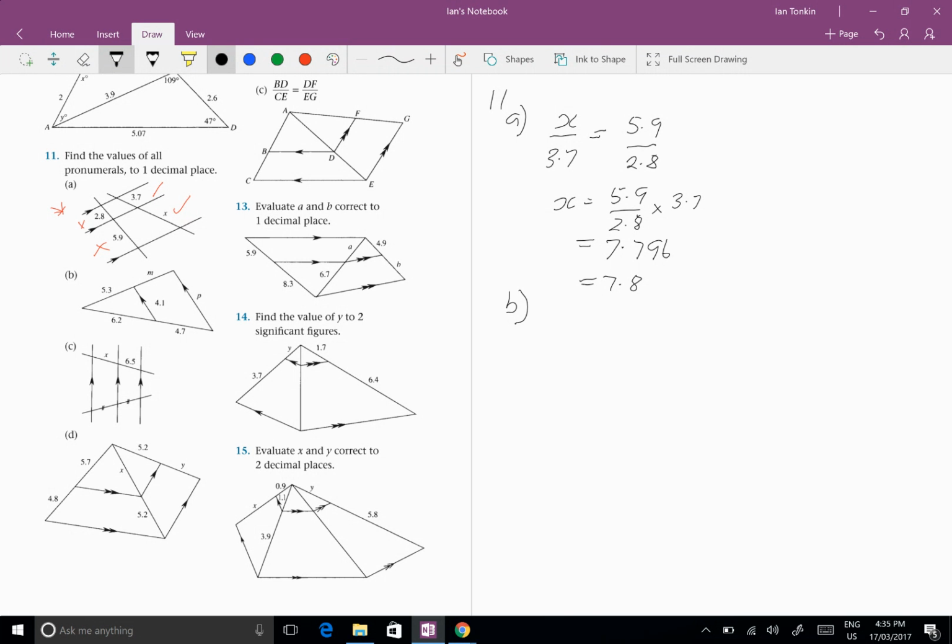Now there are two here. Now this first bit, M on 5.3 parallel lines equals 4.7 on 6.2. Well, it's just exactly the same. So M on 5.3 equals 4.7 on 6.2. Multiply the 5.3 across and you get 4.7 on 6.2 times 5.3. And you do that on your calculator.